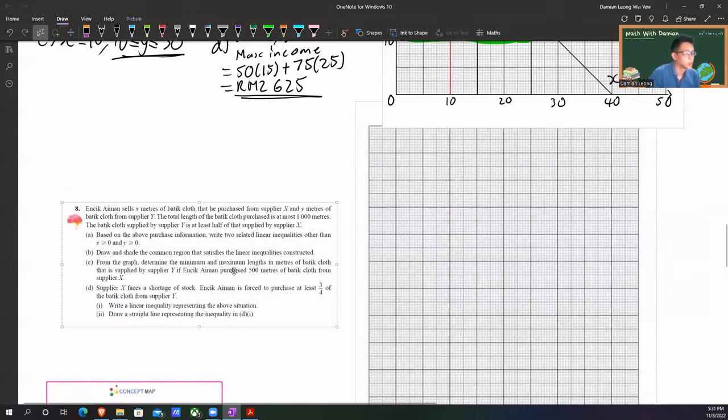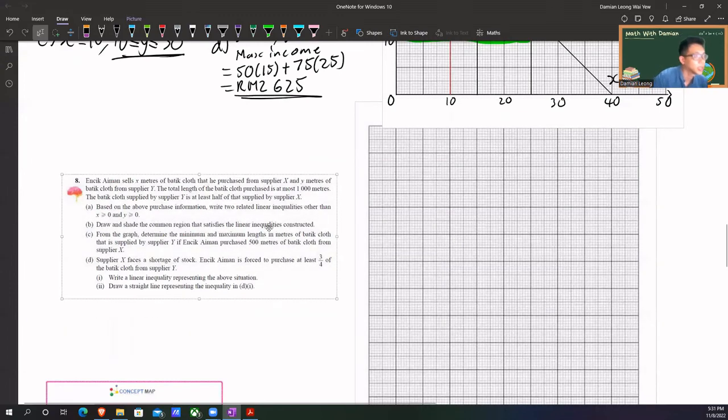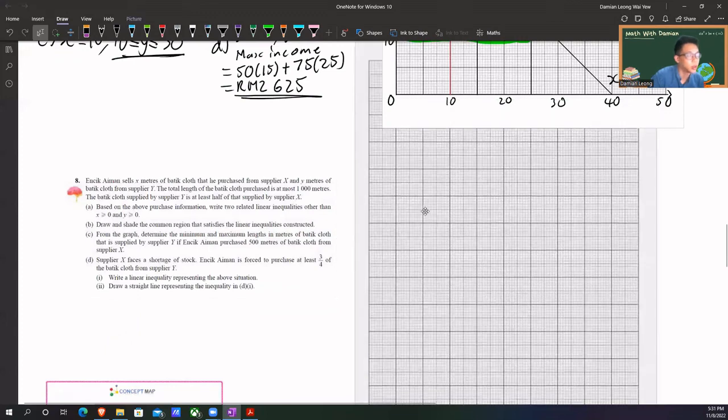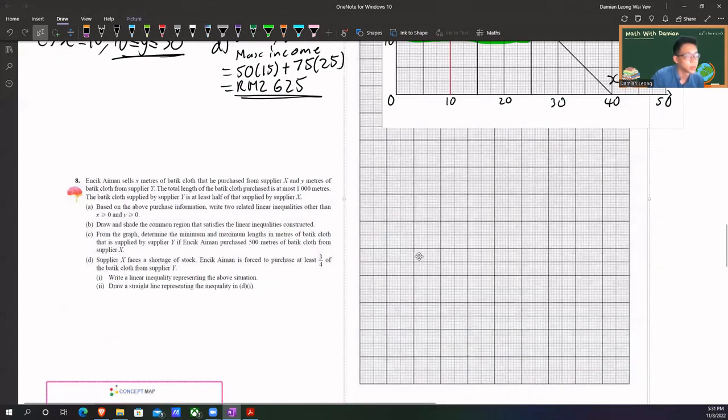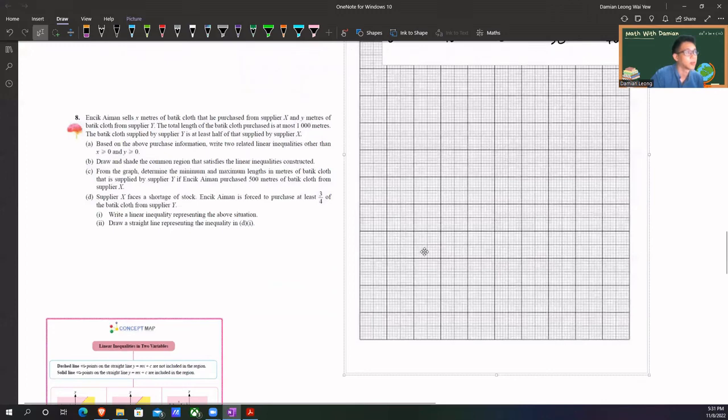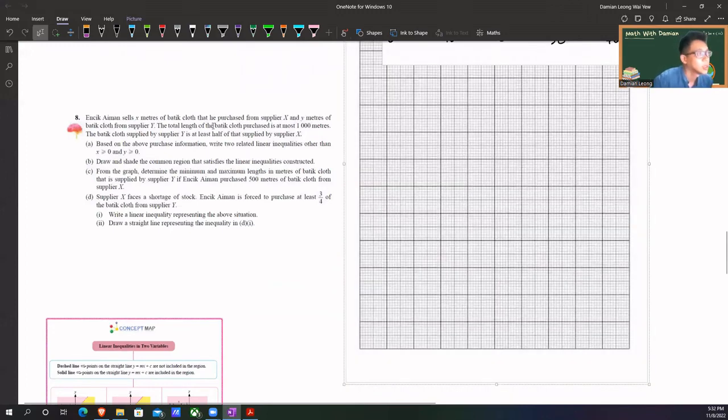Okay, so Encik Aiman is selling X meters of batik cloth that he purchased from supplier X and Y meters of batik cloth from supplier Y. The total length is at most 1,000 meters, and the batik cloth supplied by supplier Y is at least half of that supplied by supplier X. So I want to write two linear inequalities. There's only two here, so you have to see what information they give you in the passage.